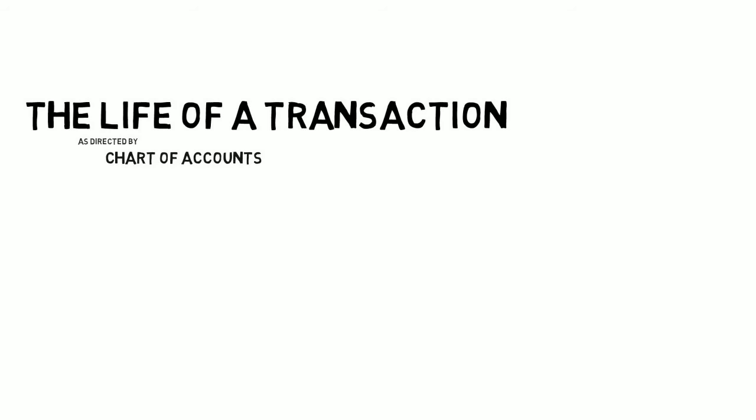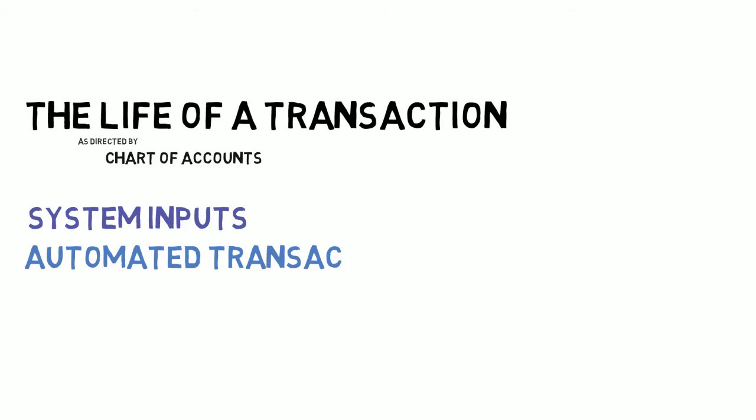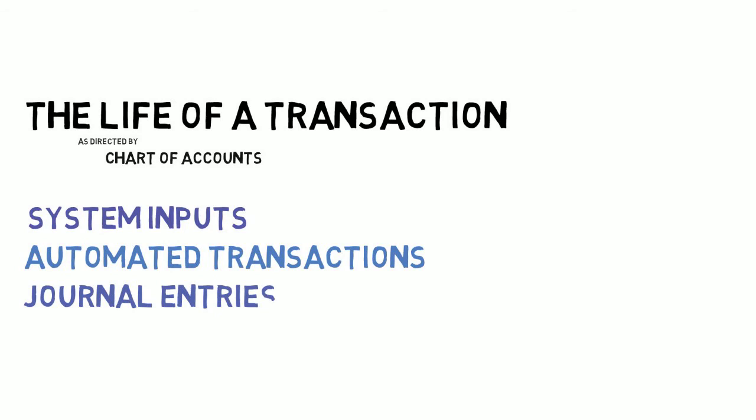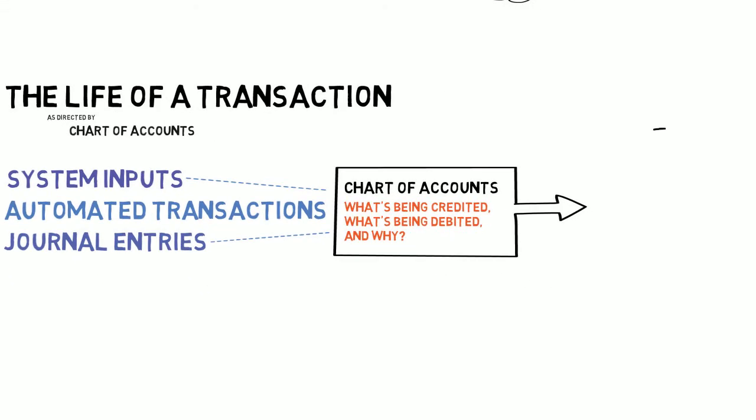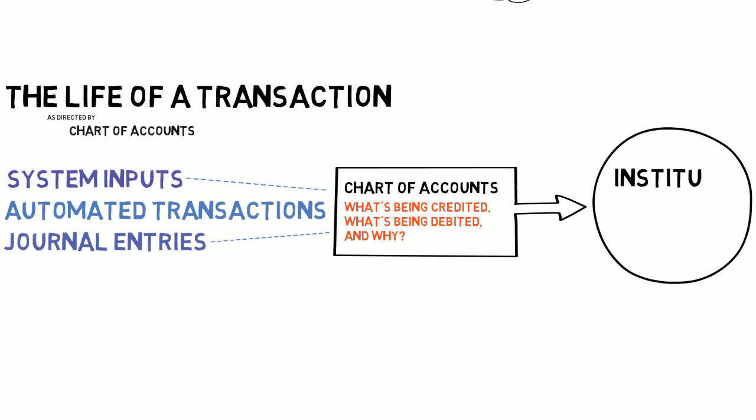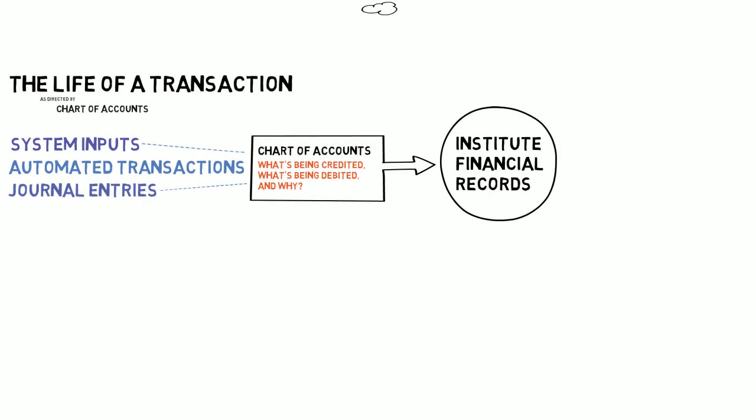First, a new transaction is created. It may be generated by a user in one of our financial systems, or automatically generated by a P-card or a recurring process, or created directly with a journal entry form. In all of these cases, the transaction will be associated with the right set of values for the full chart of accounts, telling us exactly what's being credited, what's being debited, and why. The values entered in those 6 fields ensure that every transaction is properly stored and categorized in the Institute's financial records, and that the right funds are adjusted in the right ways.